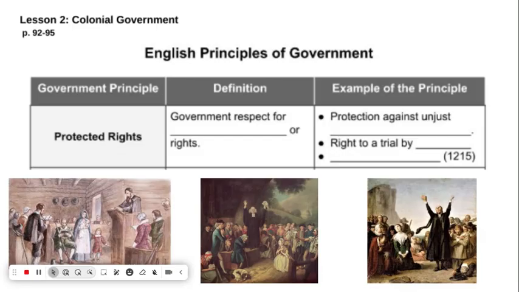First principle that we're going to talk about is protected rights. And this basically means that the government respects civil liberties or your rights. This could be protection against unjust punishments. It could be the right to a trial by jury. Or it could be some of the things that were contained in a document called the Magna Carta, which was signed by King John in the year 1215, which established this whole idea of limited government, but also the rights of the people.